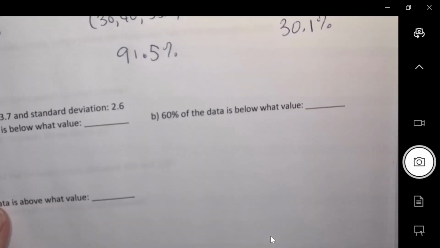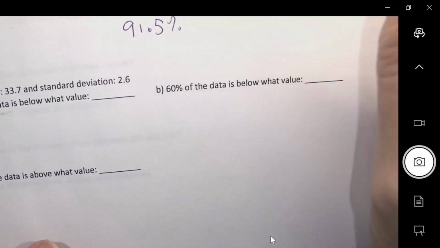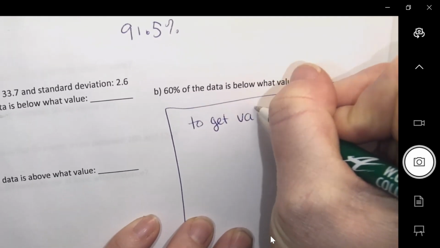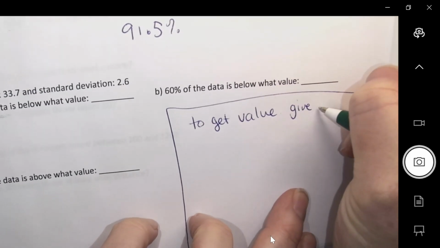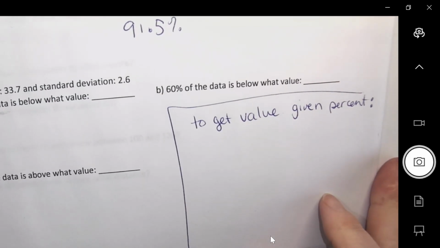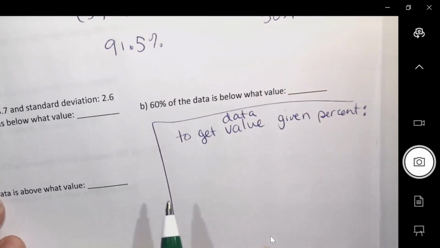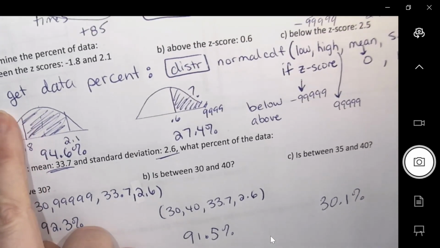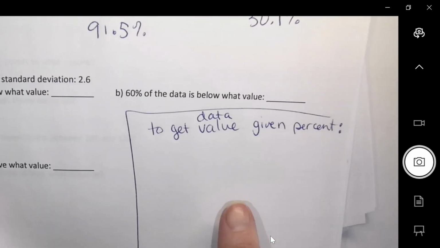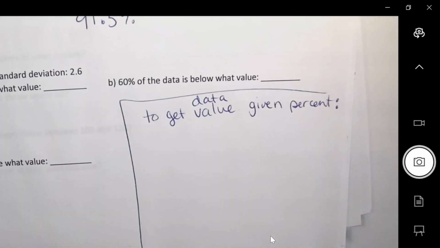Okay, now I need you to write cheat sheet. Okay. So, did you see the first time I said to get data percent, you do this. Now, to get the data value if you are given the percent. So this is working backwards.